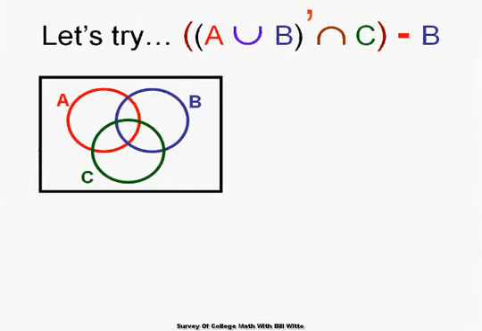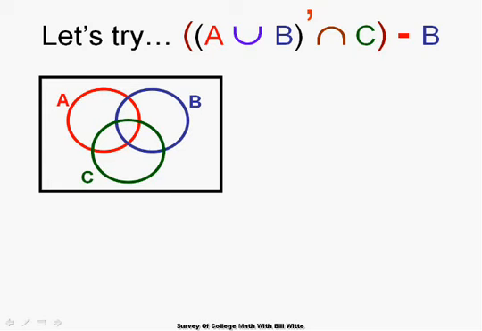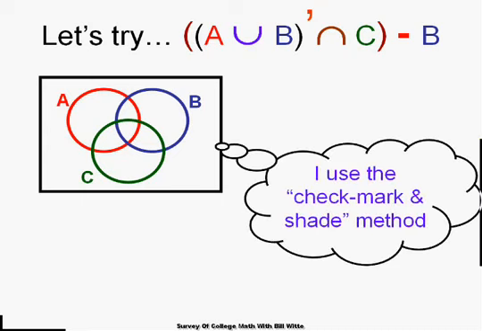Okay? How about a little more? I might take a couple pictures to do this. I want to show you some methods that you can use when it gets really complicated like this. I call this the check mark and shade method. Okay, see if you can see what I'm doing here.